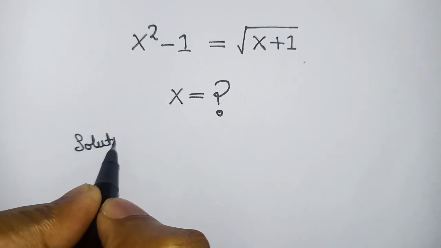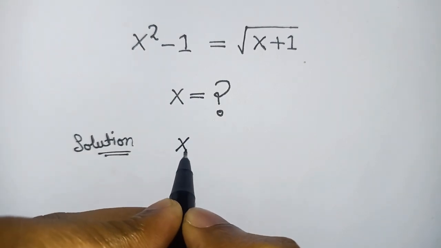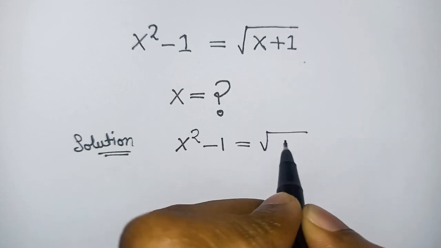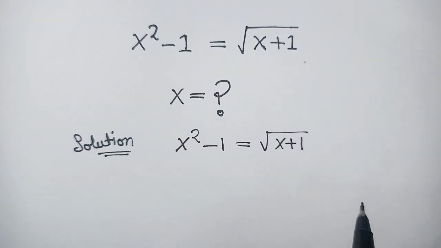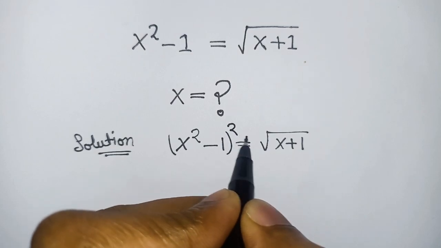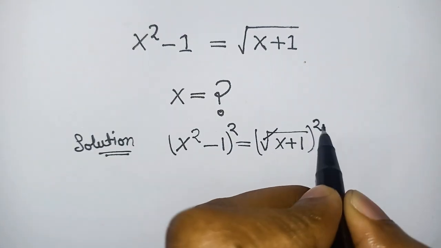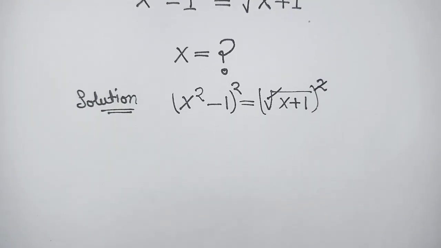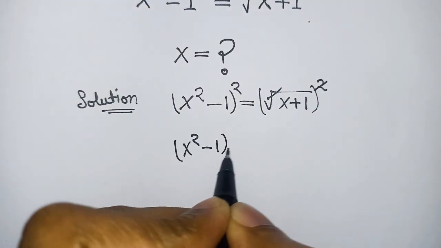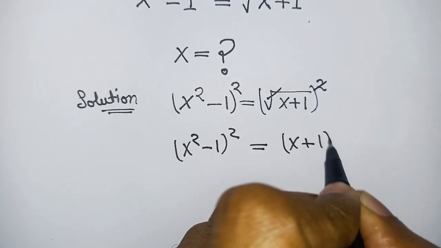Here, the solution will be, first of all, write down the given part. We have x square minus 1 is equal to square root of x plus 1. So what we can do, we can square both sides. When we square both sides, this square root will cancel out and we will have (x square minus 1) whole square is equal to x plus 1.